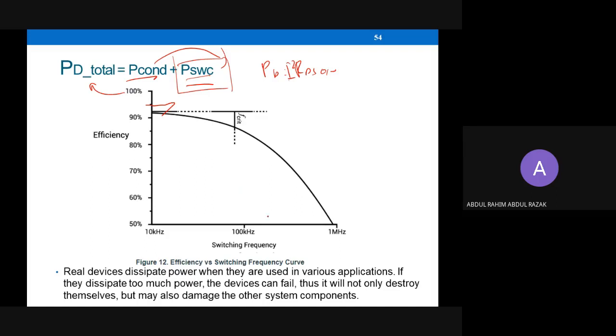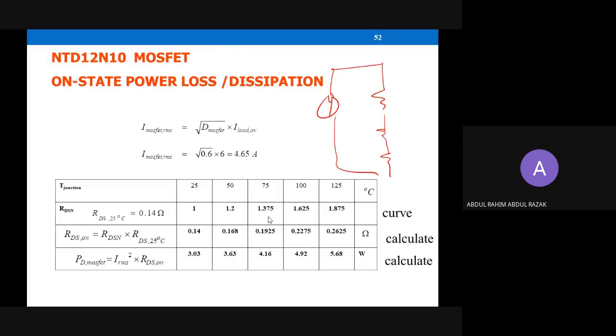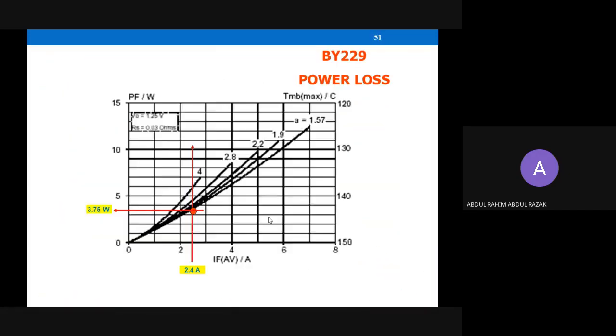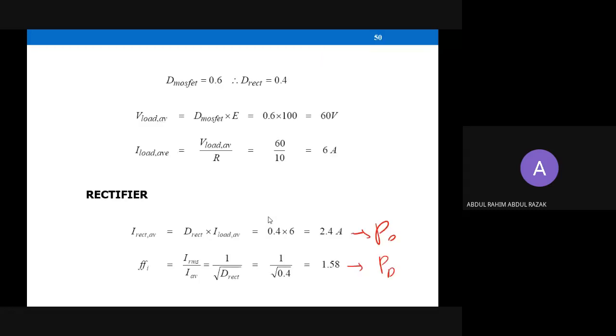Okay, back to the example just now. For the MOSFET, it is conducting at 0.6 duty cycle, and when the MOSFET is on, the rectifier is off, and when the MOSFET is off, the rectifier will be on. So at worst case scenario, the MOSFET will conduct at 0.6 duty cycle. So at that time, the rectifier will conduct at 0.4.